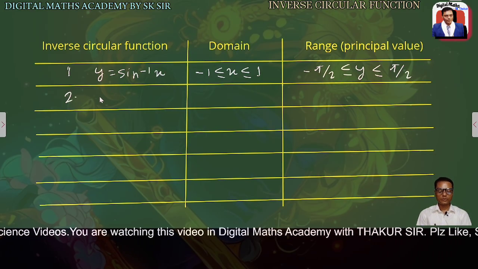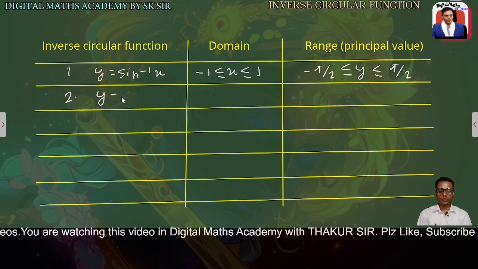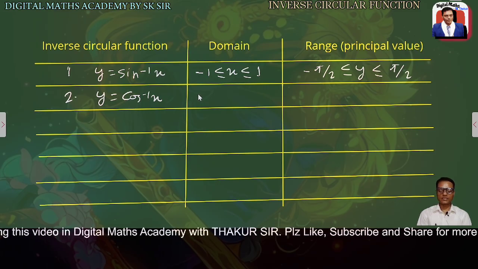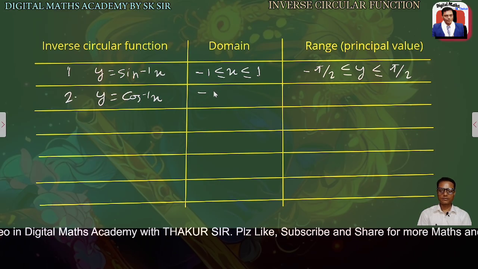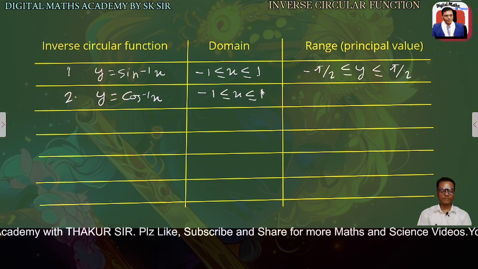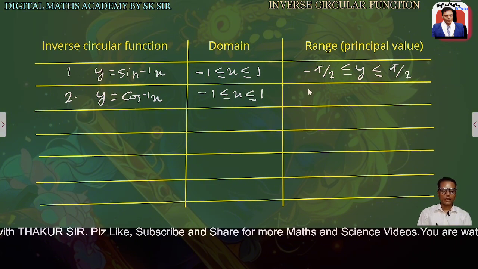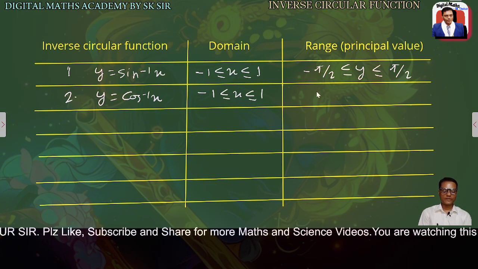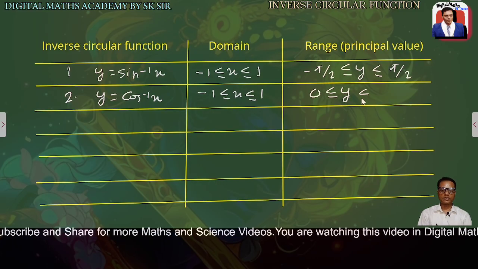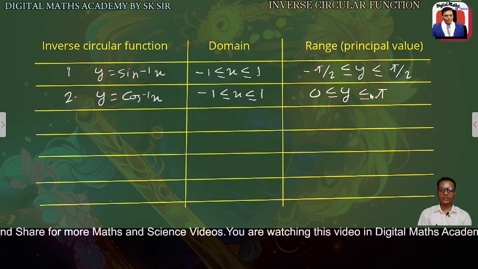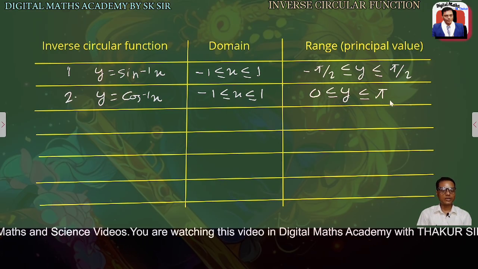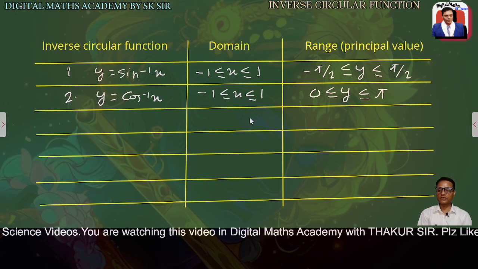Number 2, we have y equals cos inverse x. Its domain is minus 1 less than or equal to x less than or equal to 1, same as sine. And its range is a little bit different: 0 less than or equal to y less than or equal to pi. So its value is more than 0 and less than pi, that's the range.